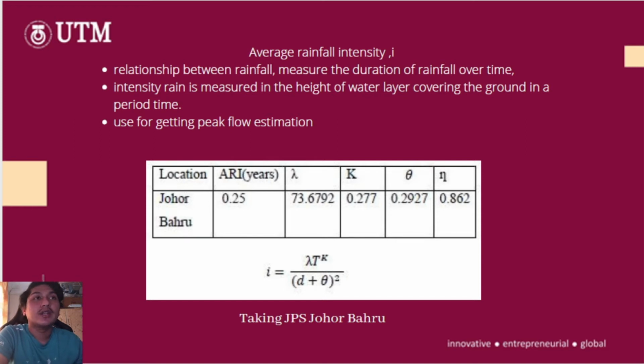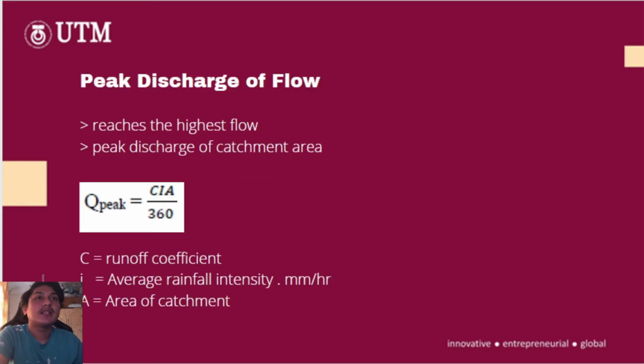So this is our coefficient to be used in rainfall intensity. We have to calculate the peak discharge of flow. So using the formula, Q peak equals CIA divided by 360. C is the runoff coefficient, I is the average rainfall intensity, and A is the area of the catchment.